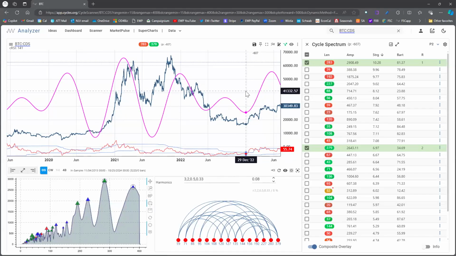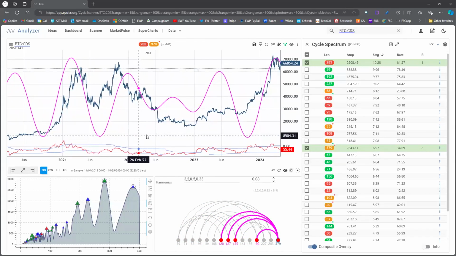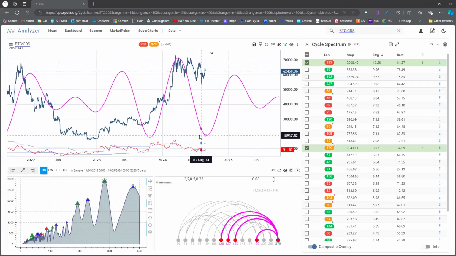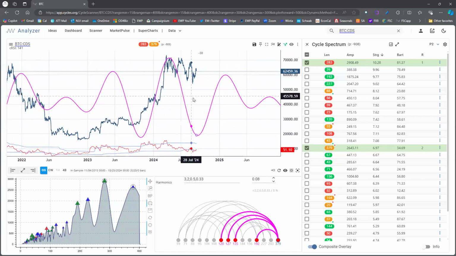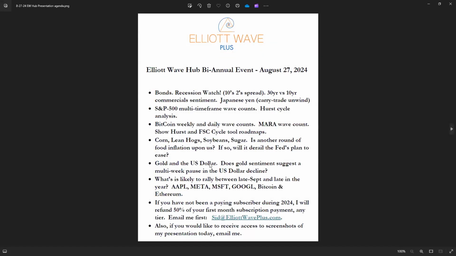It doesn't try to fit the cycles into a predetermined model. It simply looks for the strongest and most repeatable cycles and takes only those into consideration. And notice that it is also suggesting that this correction is probably about over, and we're going to rally through into the first quarter of next year. By the way, that analysis is equally as bullish on Ethereum. So that is the Bitcoin coverage.